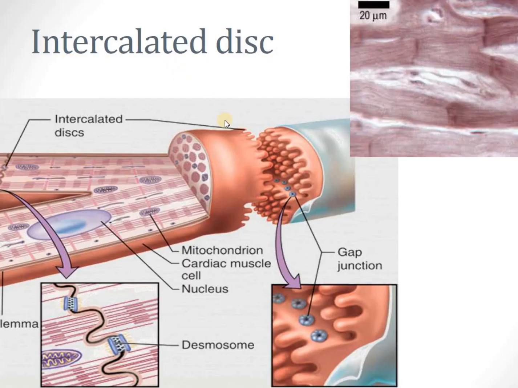So these are the intercalated discs, as you can see in this part. They just climb on each other. This is the gap junction, desmosomes, mitochondria, and the intercalated disc. So 2 micrometers is the length when we look at it under an electron microscope.